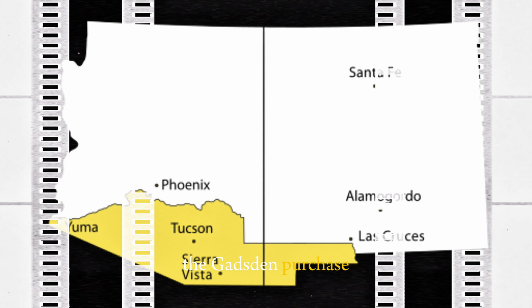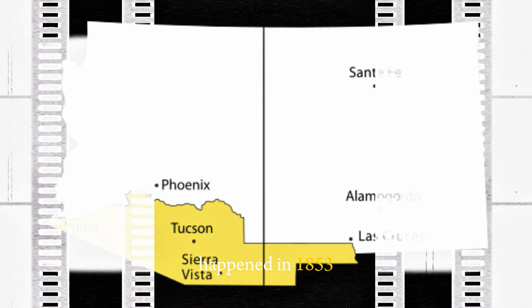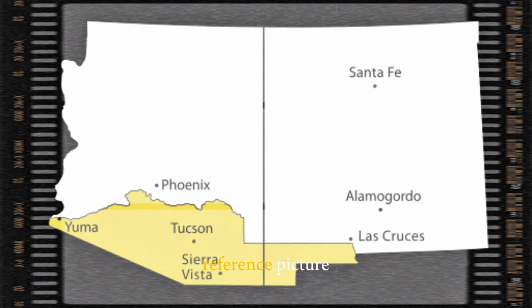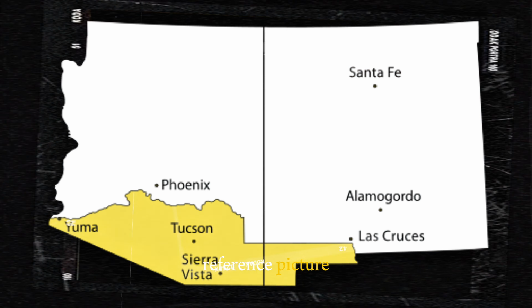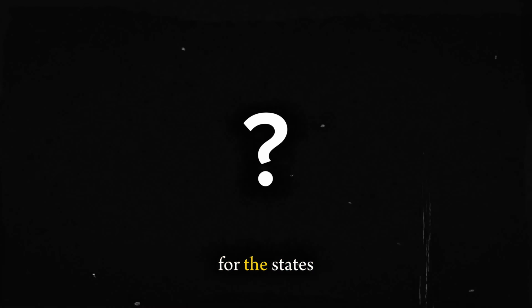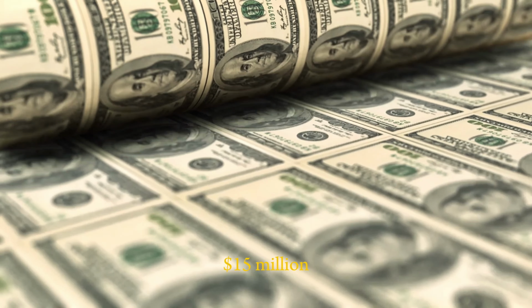The Gadsden Purchase happened in 1853. Look at the map as a reference picture. That area was traded for $10 million. But how much was the price that the United States had to pay for the states they won in the war? It was only $15 million.